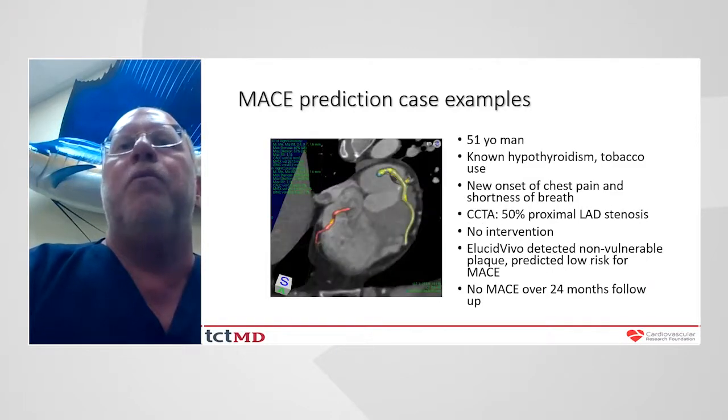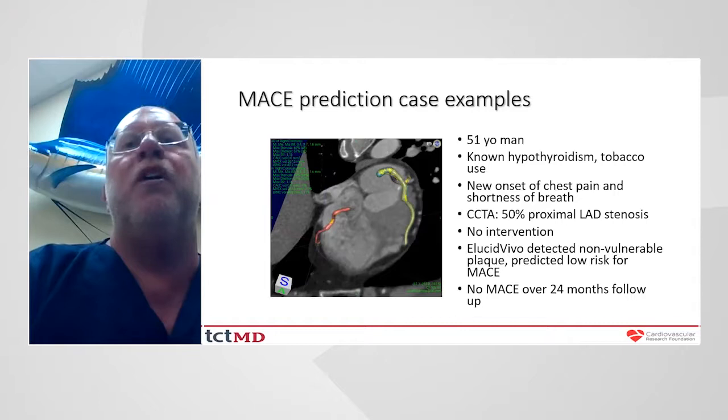Next example is a 51-year-old man. He has a known hypothyroidism and he smokes. He has a new onset chest pain and shortness of breath. CTA shows 50% proximal LAD stenosis. No intervention was performed. The ElucidVivo analysis did not detect any features that were suggestive of increased risk, so he was placed in the low risk category. Indeed, the patient survived fine over 2 years follow-up. So a true negative for the software.